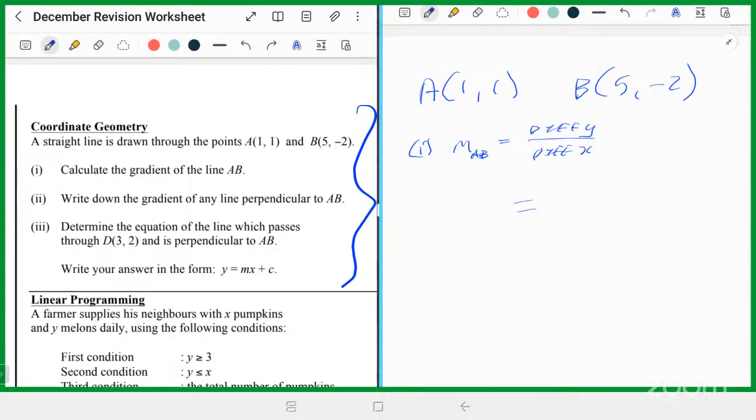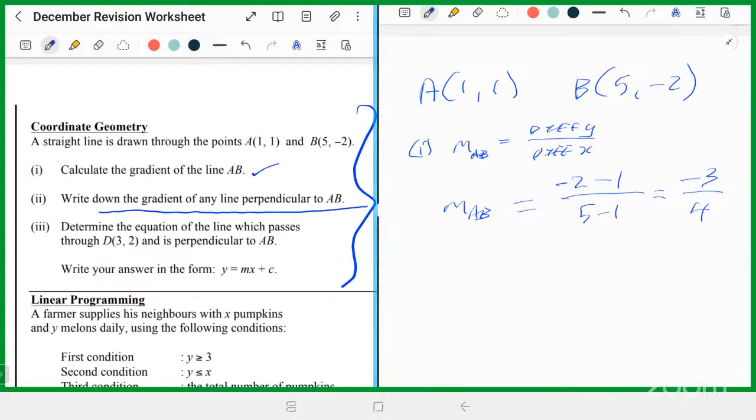Let's say we're taking the difference in y by subtracting this minus this. If we subtract them the same way, we're taking the difference in x in the same direction, right? B point minus A point. So it'll be this y value minus this y value: the difference in y, which is -2 minus 1, over this x value minus this x value, 5 minus 1. That becomes -3, and 5 minus 1 is 4. So the gradient of AB is -3 over 4. That's part 1.